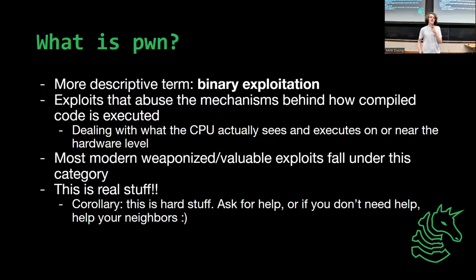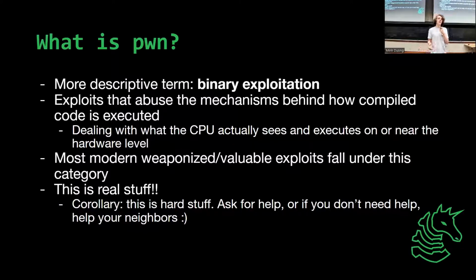PWN is kind of a hacker slang term, and a more descriptive term for it is binary exploitation. What this means is that your exploit is abusing the mechanisms behind how compiled code is executed. Compiled languages like C, C++, Rust, Go all compile down to machine code that gets executed on the processor. So you're interacting directly with what the processor does with this data on or very near the hardware level, which is extremely cool.